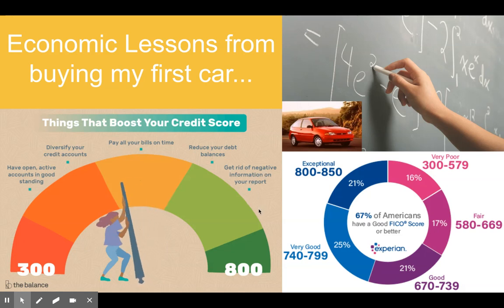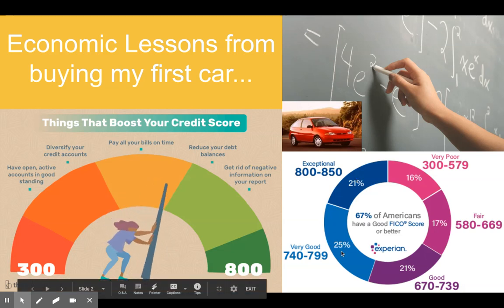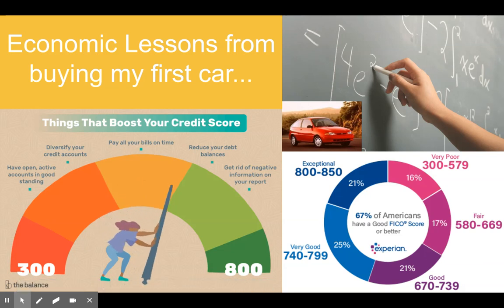You can challenge things to get on your report. If you're up in the 800s, you can get a loan on anything. Honestly, go to any bank, you can get a loan on any car, any house. If you're up in the 700s, there's a great likelihood that you'll be able to get the loan that you want at a reasonable interest rate.